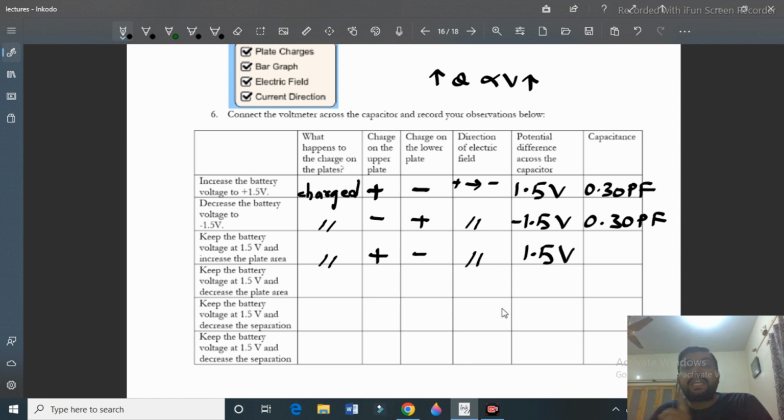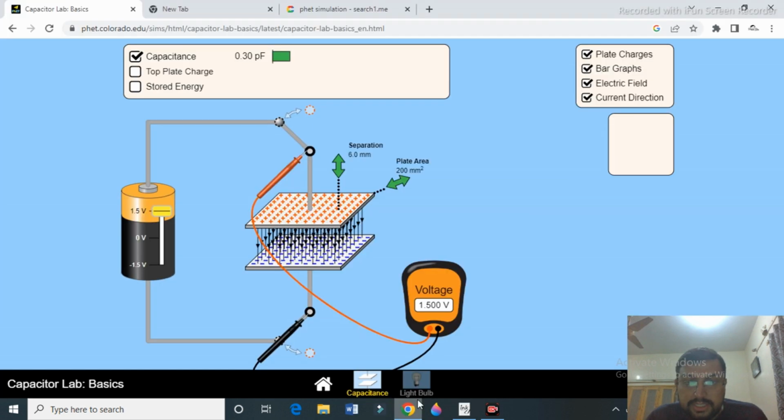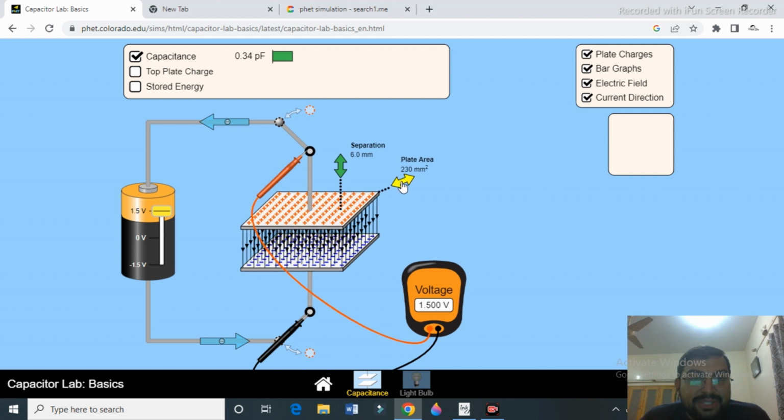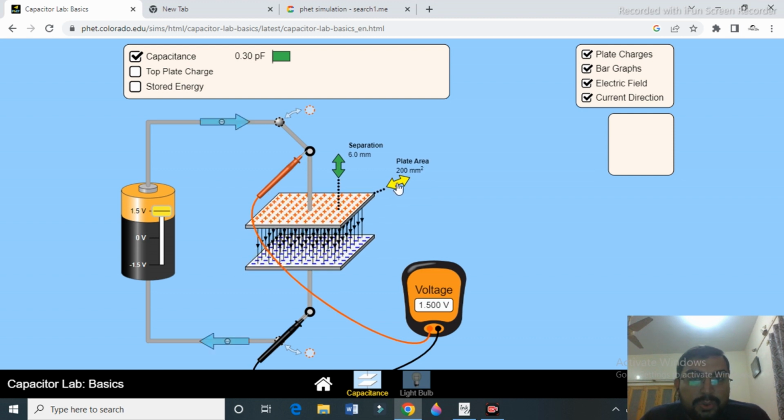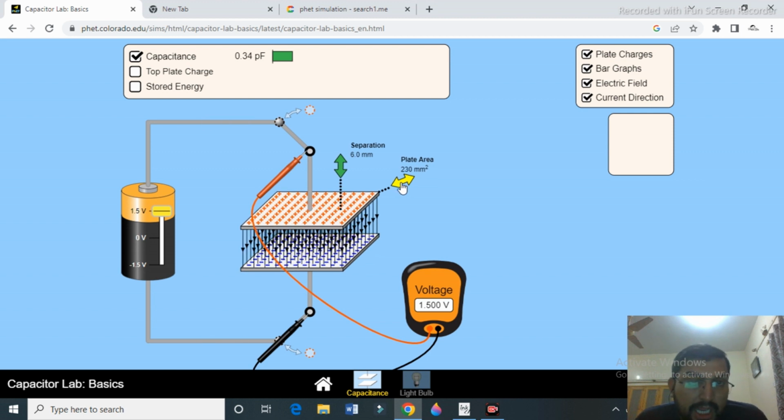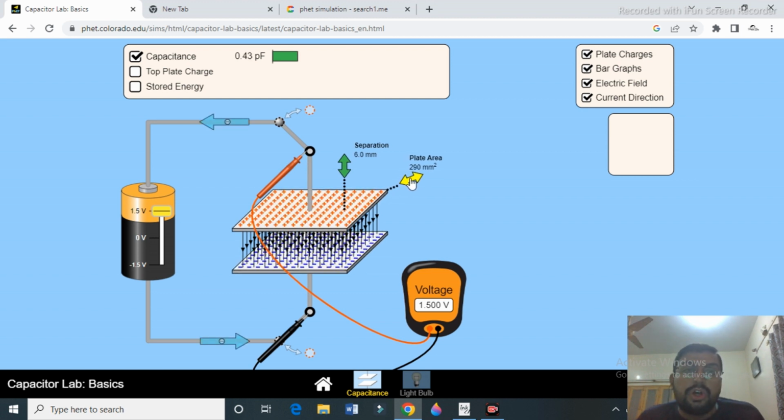But now I will increase the area. What will happen if I increase the area? Now let's see on the simulation. That is the plate area. I am increasing it, and you are seeing this. At 200 millimeter square, it is 0.30 picofarad. When I have increased it to 210, the capacitance has become 0.31. When I have increased it to 230, it becomes 0.34. And when I have increased it to 240, the capacitance has become 0.35, and it goes on.